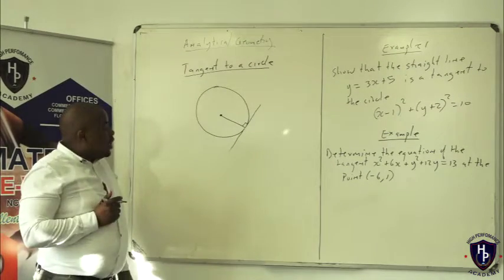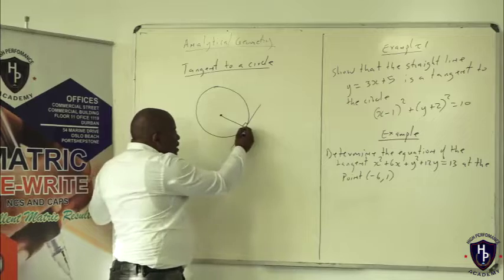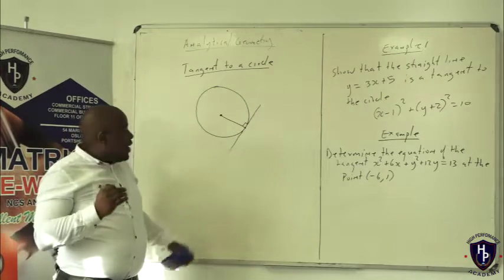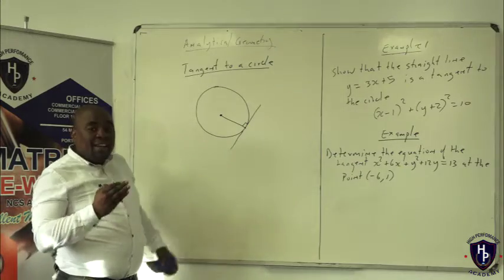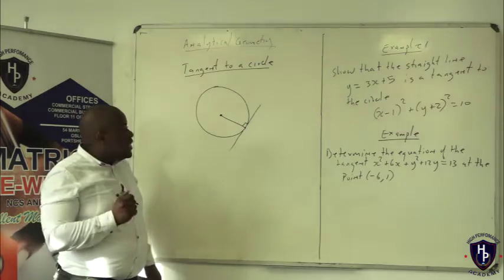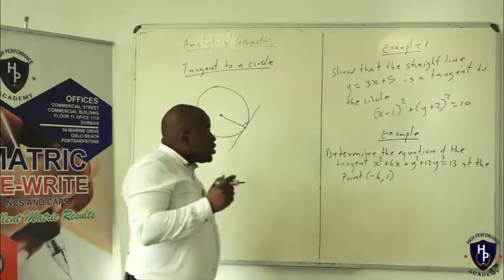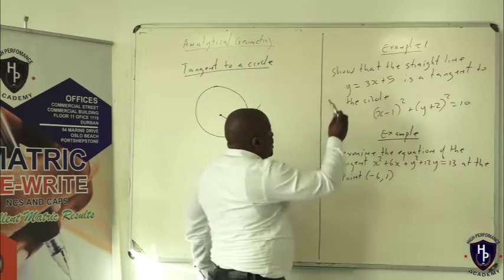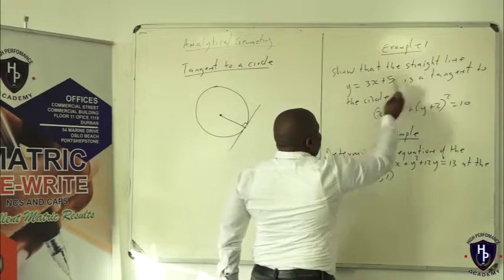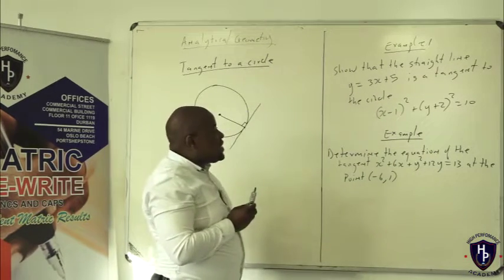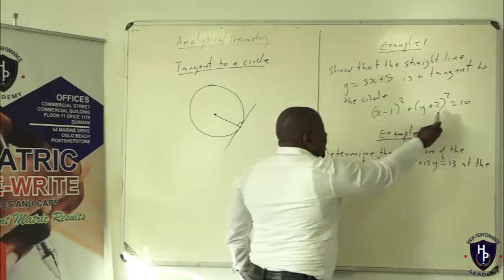Always. At this point of intersection, there are three graphs intersecting: the circle, the radius, and the tangent at this point. Let's say you are given this question. They are saying, show that this straight line y equals 3x plus 5 is a tangent to this circle.